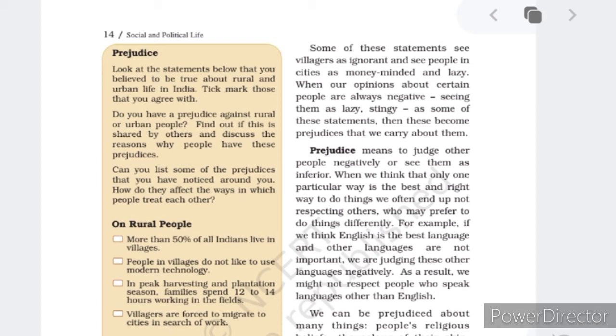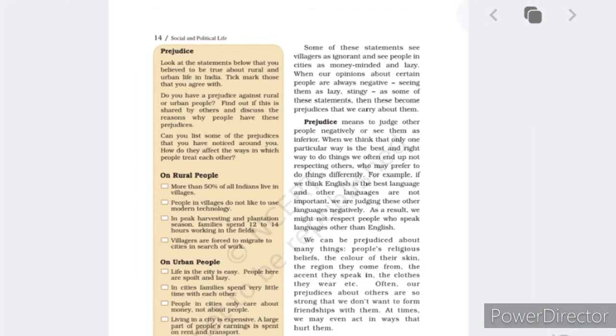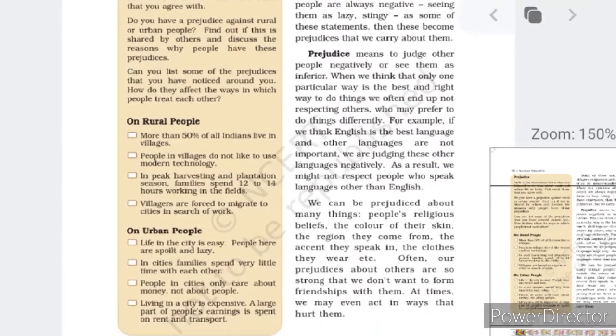Look at the statements below that you believe to be true about rural and urban life in India. Tick mark those that you agree with. You are going to do this in your book, okay? Do you have a prejudice against rural or urban people? Find out if this is shared by others and discuss the reason why people have different prejudices.